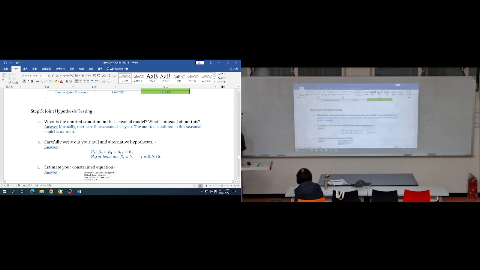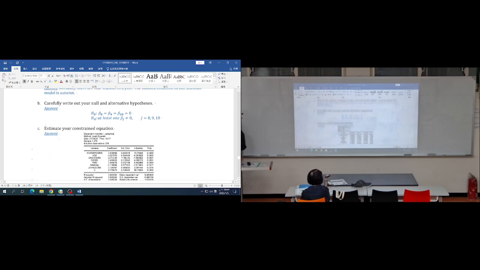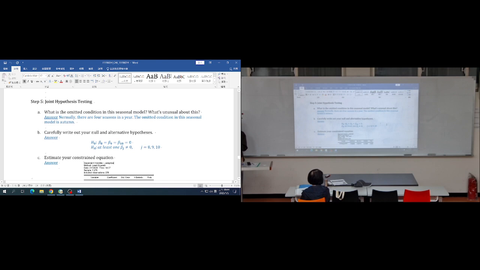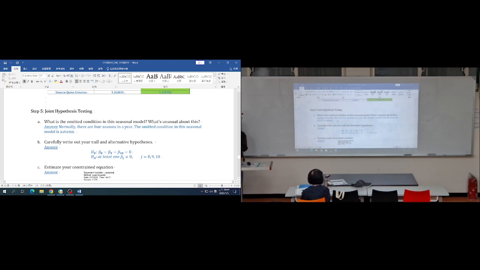Now, step 5. Normally there are 4 seasons in a year, right? I think the omitted condition in the seasonal model is autumn or fall. That's what the professor talked about in the last class. What is the omitted condition in this season? So the omitted condition is autumn. Summer, spring, winter. Okay, so it's autumn.